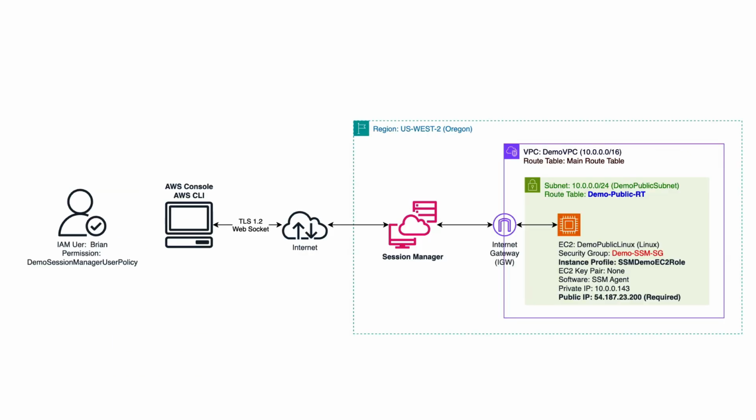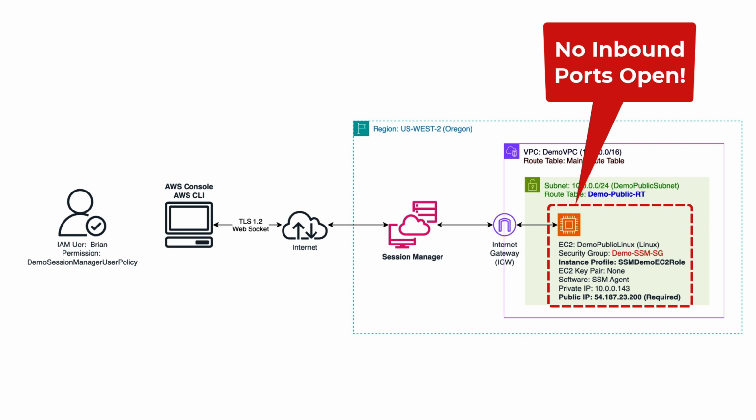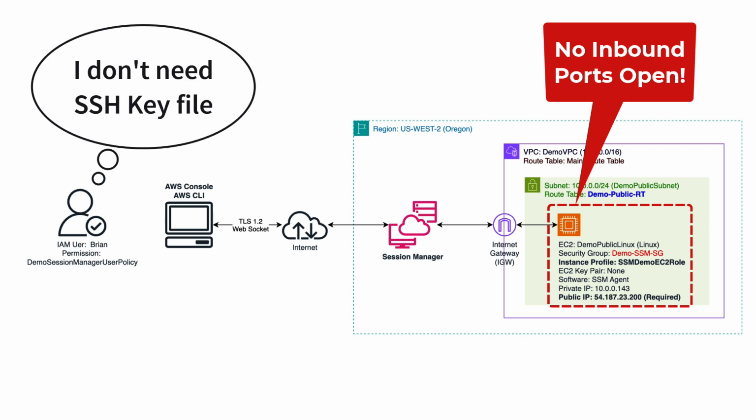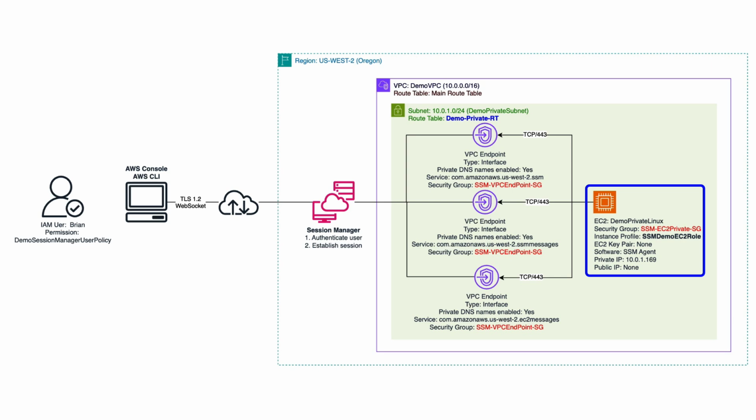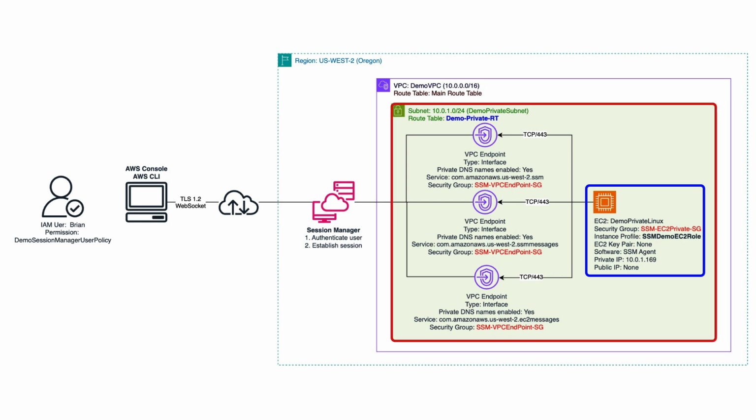Some of the main advantages of using Session Manager is that it does not require opening inbound ports such as port 22 for SSH. You also don't need a private key file or username and password to authenticate. Instead, it uses IAM permission to control who can connect to your EC2. It works for both Linux and Windows servers. If your EC2 is inside a private subnet, meaning it doesn't have a public IP address or access to the internet via the internet gateway, you can still connect using the Session Manager through VPC Endpoint. This makes Session Manager a secure and scalable solution to connect to your EC2.